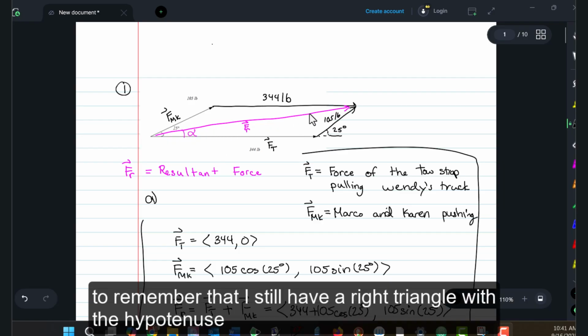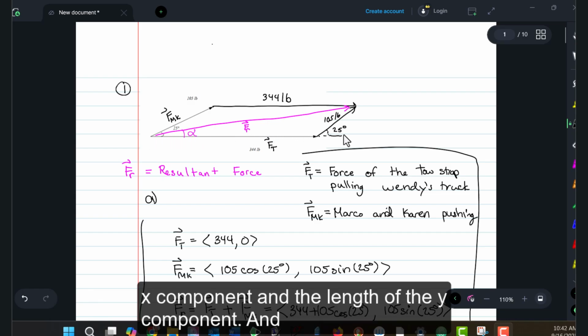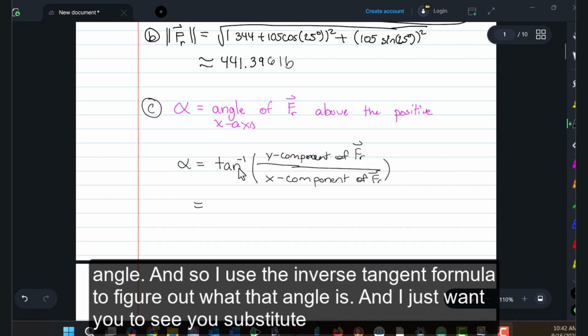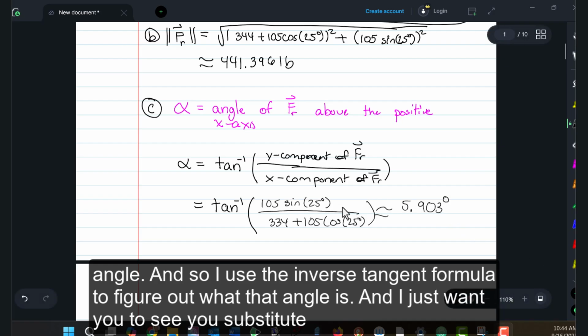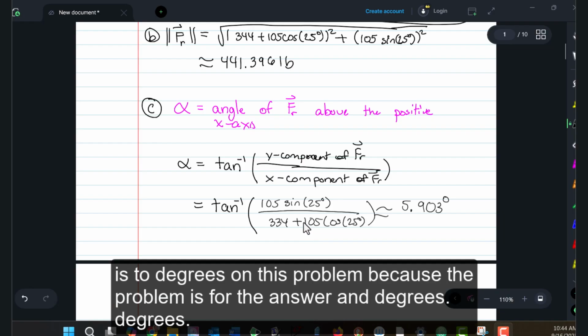It's helpful to remember that I still have a right triangle with the hypotenuse being this long resultant force vector. So I can use the length of the x component and the length of the y component and take the ratio of the two, that's the same thing as the tangent of the angle, and so I use the inverse tangent formula to figure out what that angle is. And I just want to see what you substitute for the y component and the x component to make sure it's correct, and then make sure that your calculator is set to degrees on this problem because the problem asks for the answer in degrees.